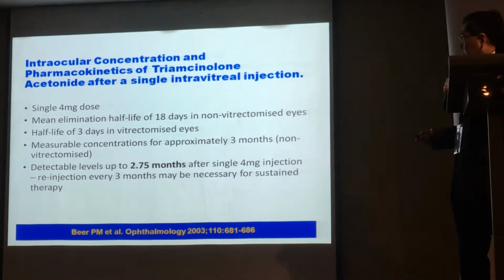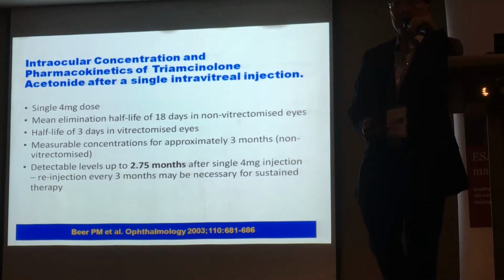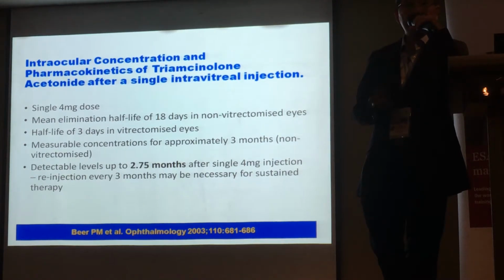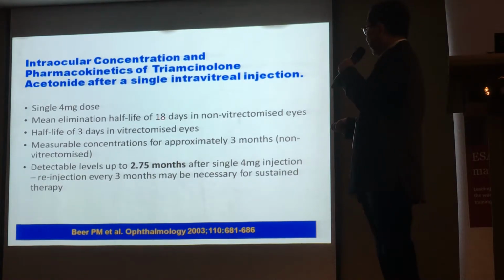So triamcinolone is 4 milligram because it's 0.1 cc. And if the inflammation is not severe, you could actually start with half that dose, 0.05 cc, very safe, 2 milligram dose. All right? So actually, you don't always have to start off with 4. Half-life of 18 days. In vitrectomized eyes it is 3 days.